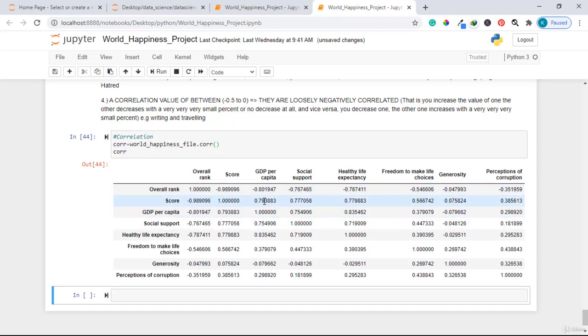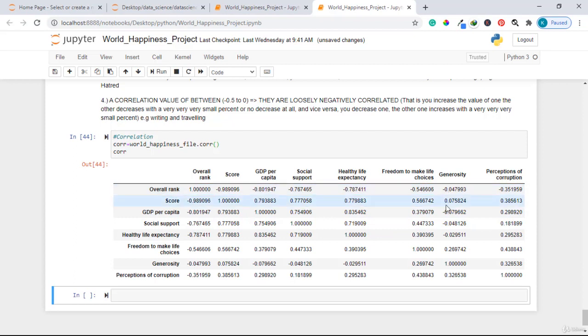But if you consider GDP per capita, it correlates to score with a positive correlation value of 0.79. This is very interesting. It means that GDP per capita is strongly positively correlated to score. Also, social support is strongly positively correlated. Healthy life expectancy is also strongly positively correlated. And freedom to make life choices is also strongly positively correlated to score.